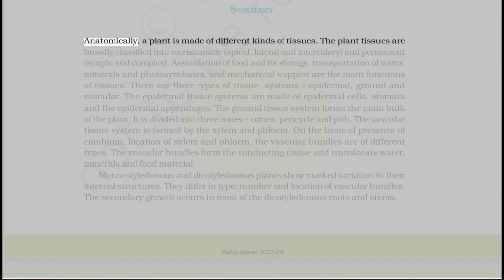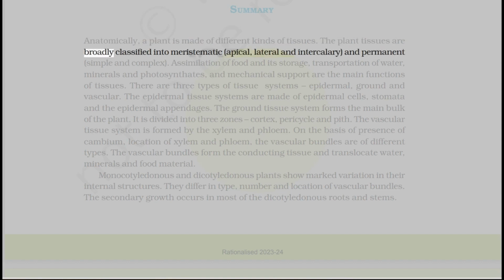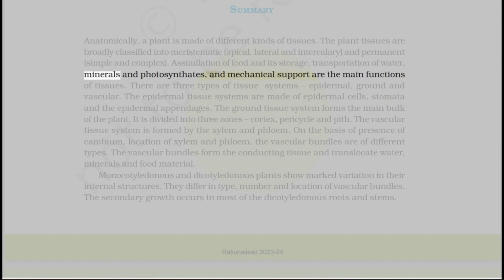Summary. Anatomically, a plant is made of different kinds of tissues. The plant tissues are broadly classified into meristematic, apical, lateral and intercalary, and permanent, simple and complex. Assimilation of food and its storage, transportation of water, minerals and photosynthate, and mechanical support are the main functions of tissues. There are three types of tissue systems: epidermal, ground and vascular. The epidermal tissue systems are made of epidermal cells, stomata and the epidermal appendages.